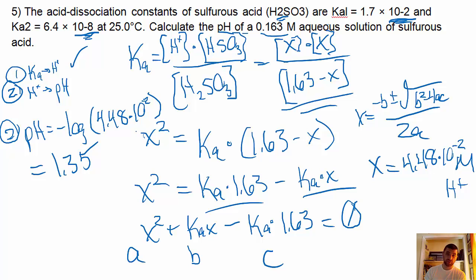All right, you could keep going. If this is how much H plus I got, that's also how much HSO3 minus I have, and then let me do the Ka2 as well. Same step to figure out how much additional H plus I would get, but when you compare it to 10 to the minus 2, you'll see that it's a drop in a bucket, so you can ignore it and still get essentially the same answer of 1.35.